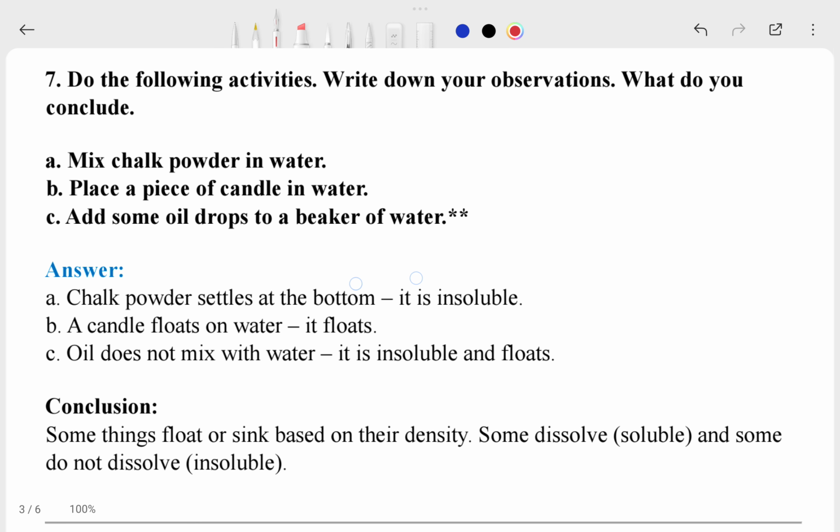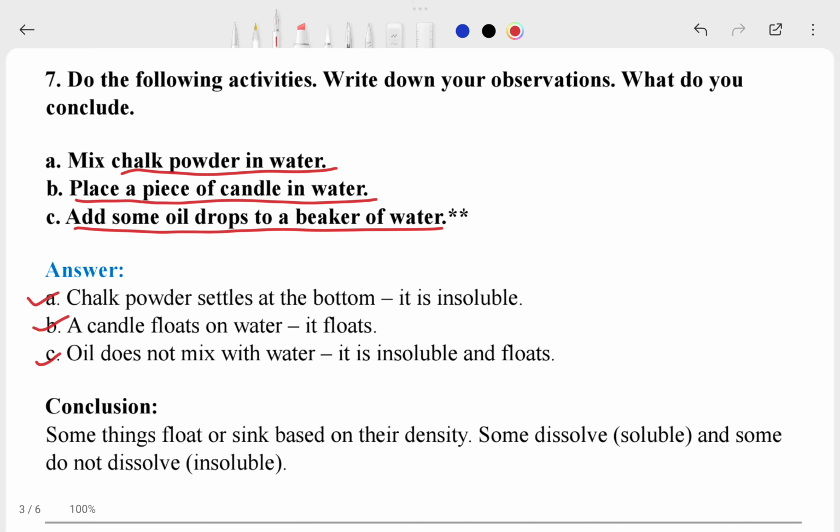Okay, this is your seventh question. Do the following activities and write down your observation. First, mix chalk powder in water. So if you mix chalk powder, this is the answer here. Second, place pieces of candle in water. This is your second answer. Third, add some oil. Okay, this is your third answer.